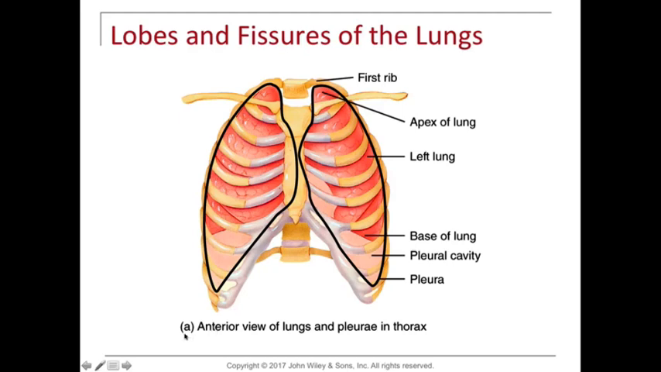The top of the lung is called the apex, and then you have the base of the lung. Here is the sternum in the center. This is the manubrium. This is the body of the sternum, and here's the xiphoid process. You have your ribs, you have costal cartilage, and between you have intercostal muscles.